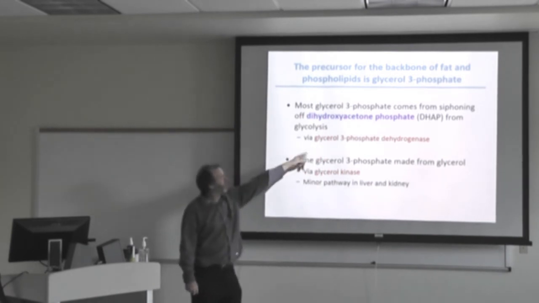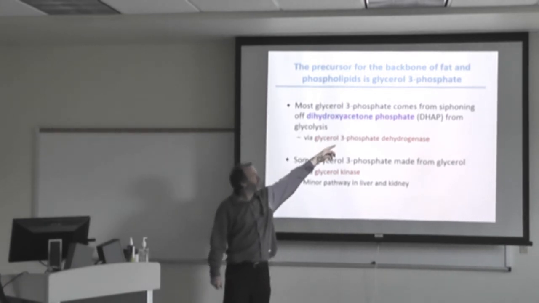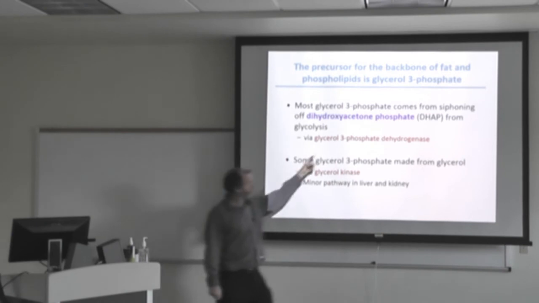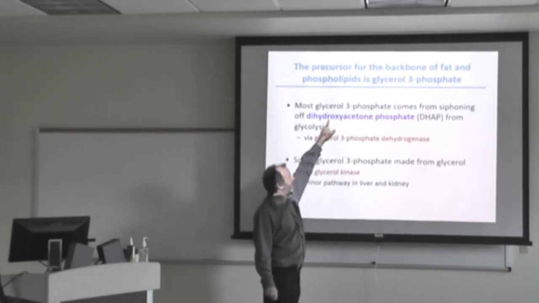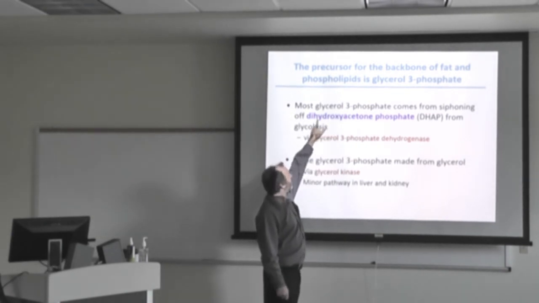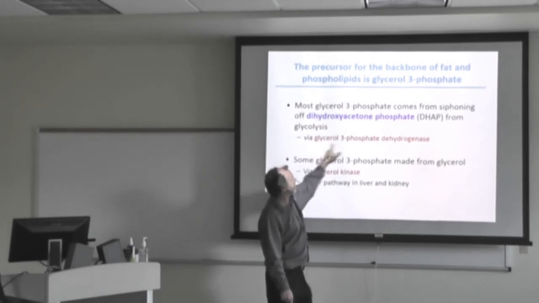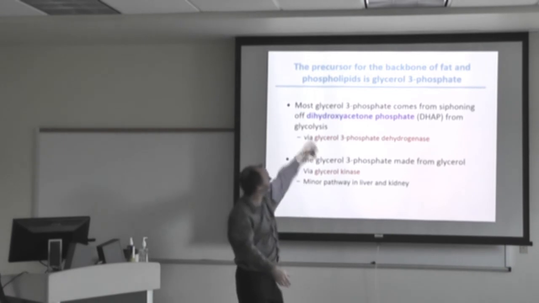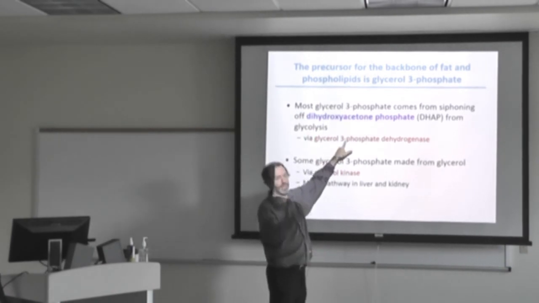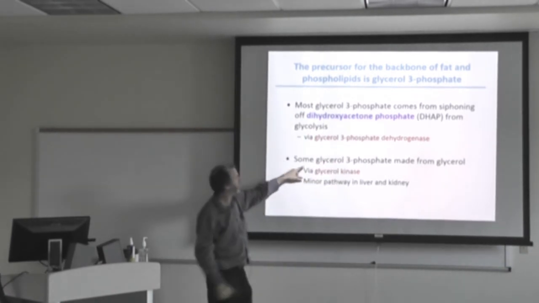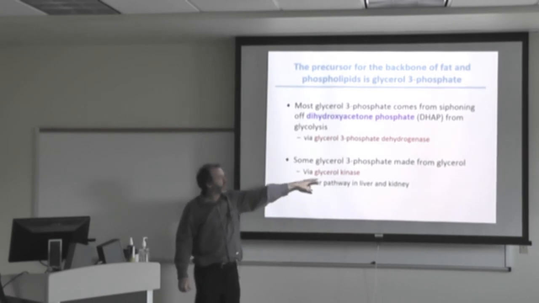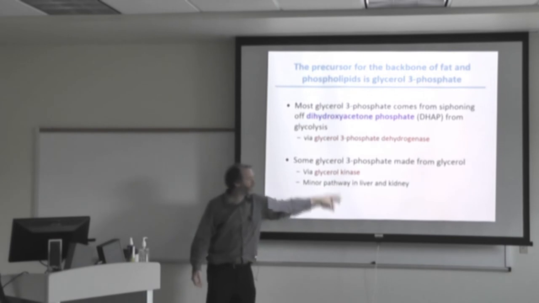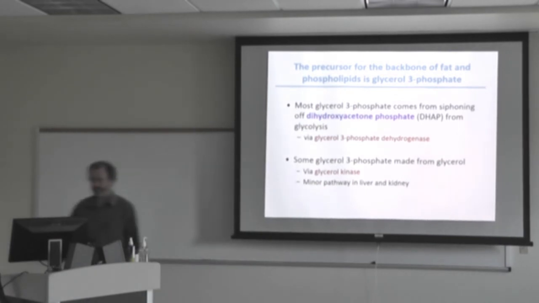And that is siphoned off via glycerol 3-phosphate dehydrogenase. So this enzyme is making glycerol 3-phosphate from dihydroxyacetone phosphate, so the enzyme's kind of named in the reverse direction, right? Because we could also take glycerol 3-phosphate, and the enzyme would catalyze it in the opposite direction too. Some glycerol 3-phosphate is made from glycerol via glycerol kinase. It's the minor pathway in the liver and kidney.